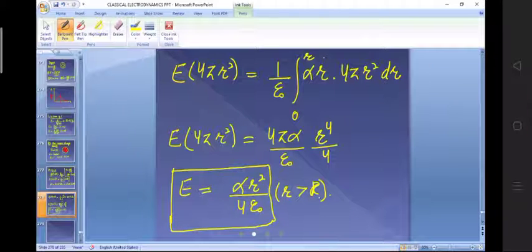Okay. Now the electrostatic field is directly proportional to r square. So what does that mean? That means this electrostatic field inside is proportional to r square. Now why is it proportional to r square? If it is uniform, then it is directly proportional to r. If it is hollow, then it is 0.